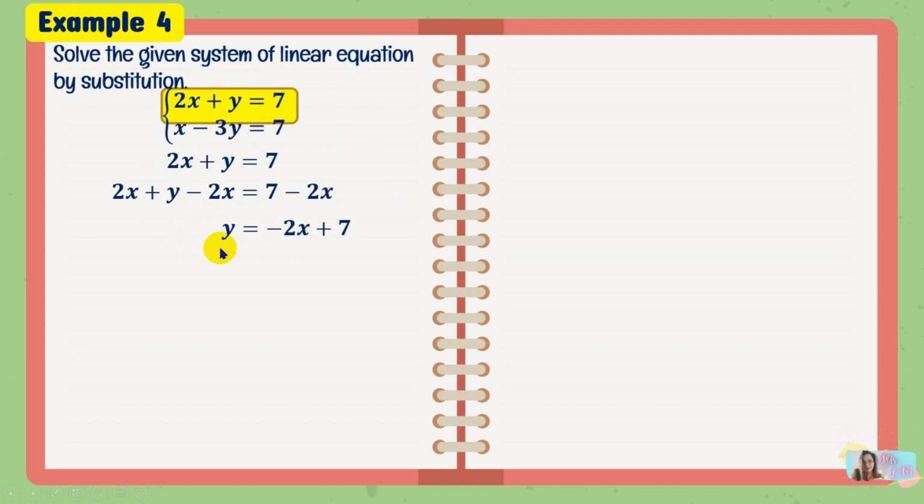So, magkakaroon tayo ng y is equals to negative 2x plus 7. This value will be substituted on our second equation, x minus 3y is equals to 7. Again, the value of y is negative 2x plus 7, enclosed in parentheses. So, x minus 3 multiplied to the quantity of negative 2x plus 7 equals to 7.